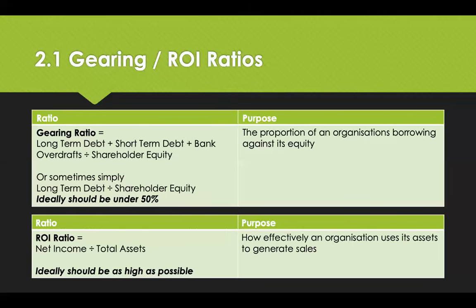And the ROI, the return on investment ratio, is used to measure the performance of the business in terms of the profit it generates relative to the amount of money that's been invested in the business. So it's calculated by dividing net income by total assets. And the ROI ratio should be as high as possible.